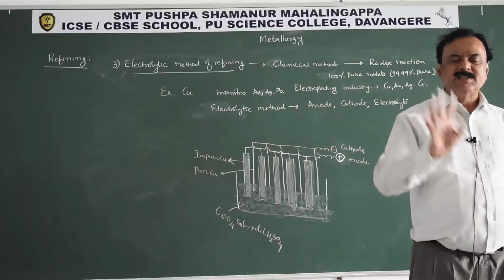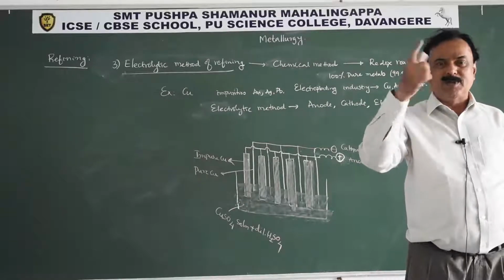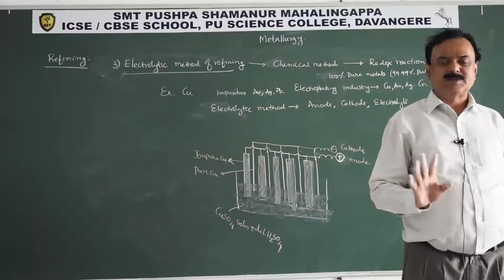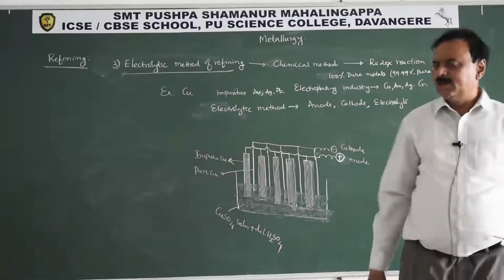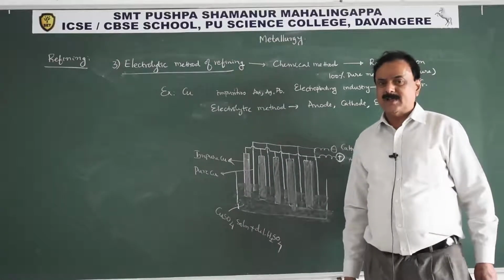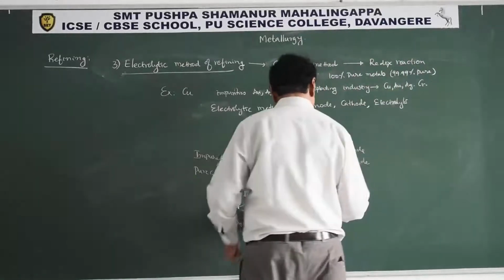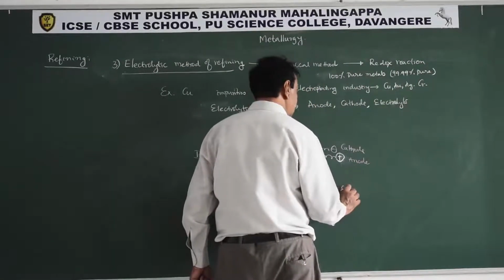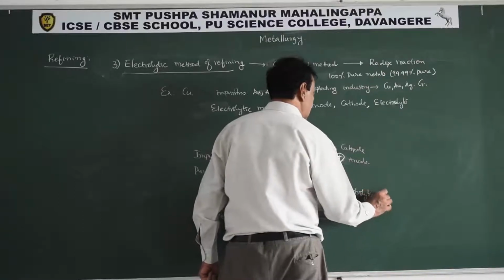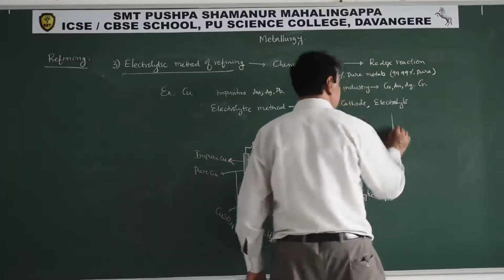Which metal is taken as the anode? That is the impure block, the impure blocks of copper. The same electrolytic salt solution should be used, that is copper sulfate solution. In addition, a small quantity of dilute sulfuric acid solution is added in the electrolytic cell. This is the electrolytic cell. Now what happens on passing electric current?